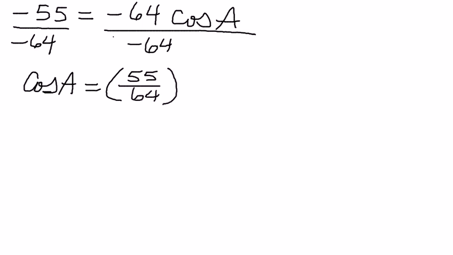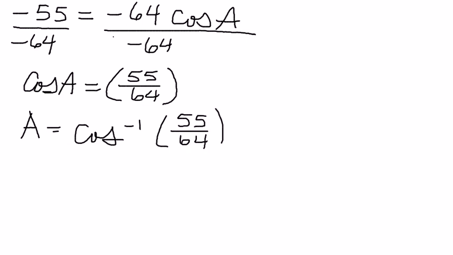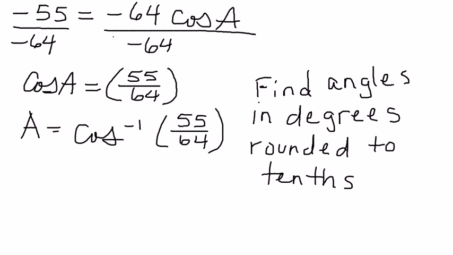We can now use our inverse cosine function to find A. Before we use our calculator, we have to know whether the directions want us to find the angle in degrees or radians. In this problem, we are asked to find the angles in degrees and to round to the nearest tenth. A is equal to 30.8 degrees.